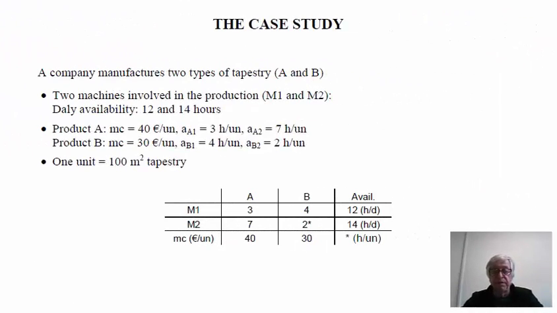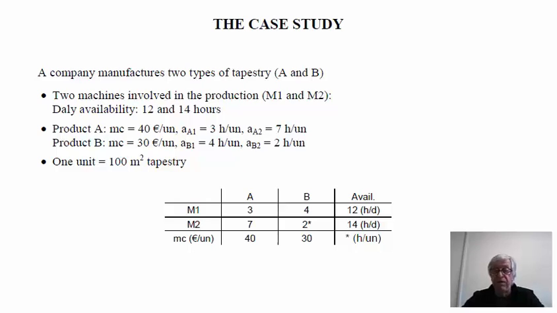To illustrate the concepts of this lecture, we are going to use a typical production problem. In this problem, we have two products, A and B. They are from the area of tapestry. And to produce these products, we need two machines, machine 1 and machine 2. These machines are available 12 hours a day for the first one and 14 hours a day for the second one. And we have also information related with the products.